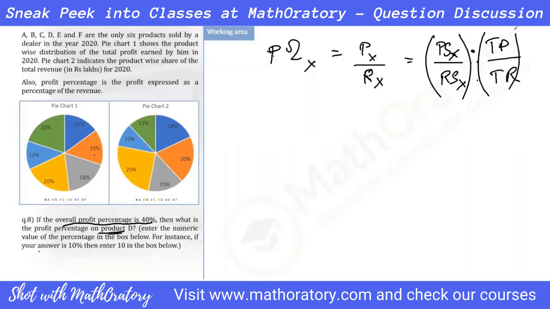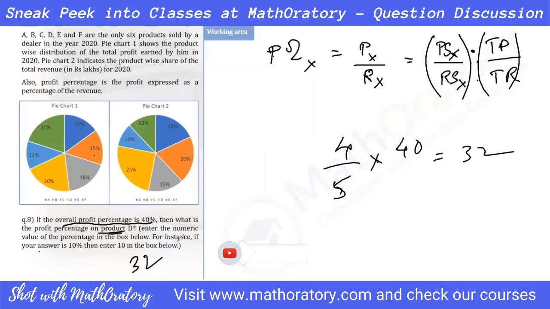Or I can leave it as 40% also, because we are looking for the percentage answer only, right? We have to input the percentage numeric value in the theta box. So this is 40%. So let me keep that as 40 only. This is PS of D. So that is how much pie chart one. So 4 by 5, right? So 20 by 25. So that is 4 by 5 of this 40. So that is 32. So the answer should be 32 here. So you have to input 32 here.